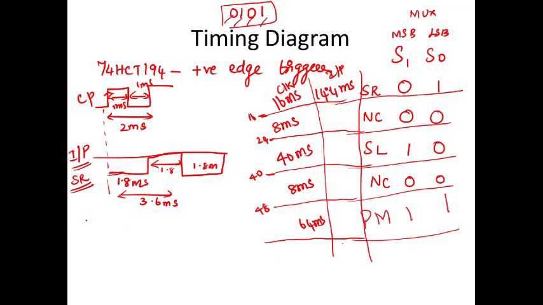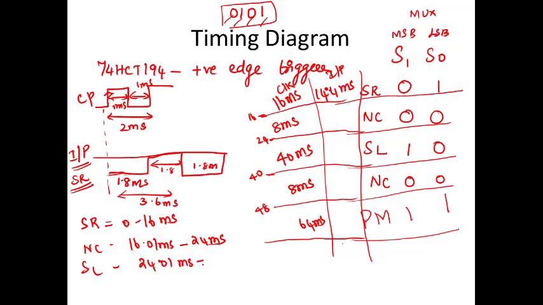So for shift right operation, according to the clock pulse, it will be from 0 to 16 milliseconds, and no change from 16.01 milliseconds to 24 ms, and shift left operation 24.01 ms to 40 ms. Again no change will be from 40.1 ms to 48 ms, and again parallel mode of operation from 48.01 ms to 64 ms. Okay, so this is how you will be defining the time in terms of clock pulse.